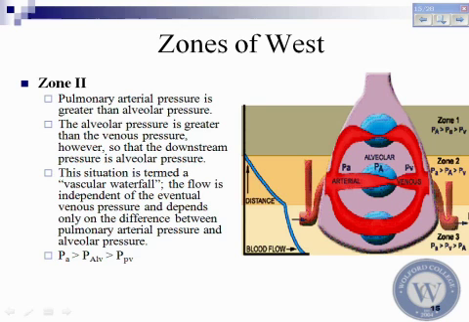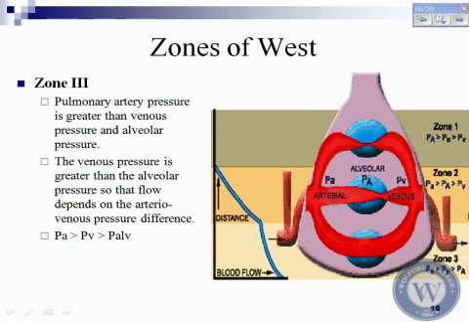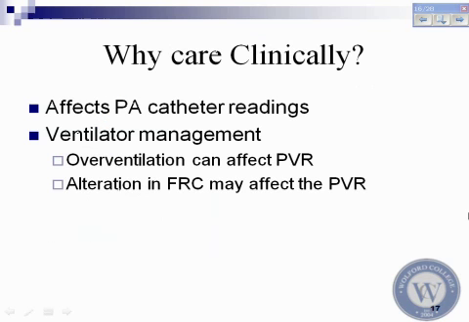Zone 2 is the Windkessel area, which is called the vascular waterfall. Okay, the flow is independent of the eventual venous pressure, and depends only on the difference between the pulmonary arterial pressure and the alveolar pressure. And then zone 3 is the area of constant perfusion, which is down here. Okay, you can see that this graph is showing you high blood flow to this area.